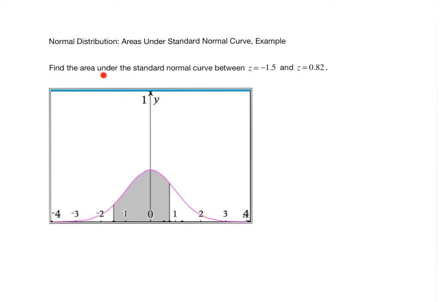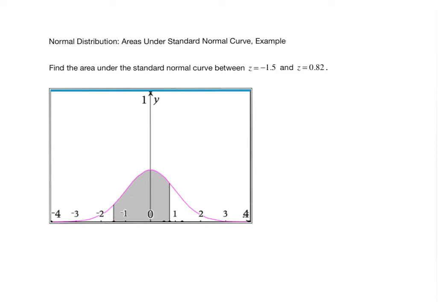Here we want to find the area under the standard normal curve between z equals negative 1.5 and z equals 0.82. Notice this time that I did not give you a table. The reason is that I want you to confirm the numbers that you see here in the video by going through the standard normal distribution table on your own. So we want to get this area in here.